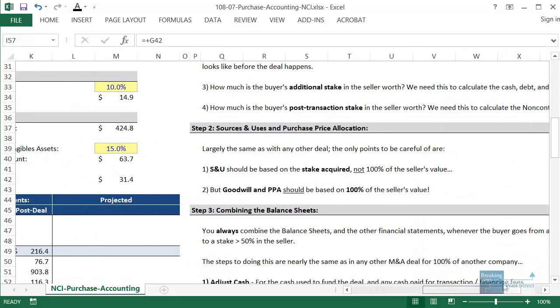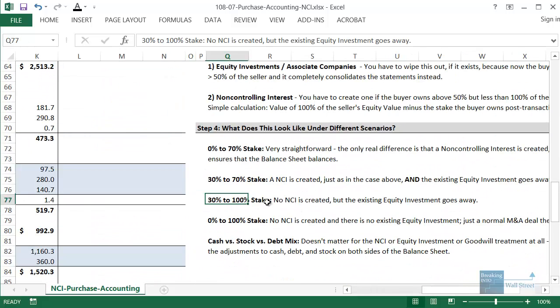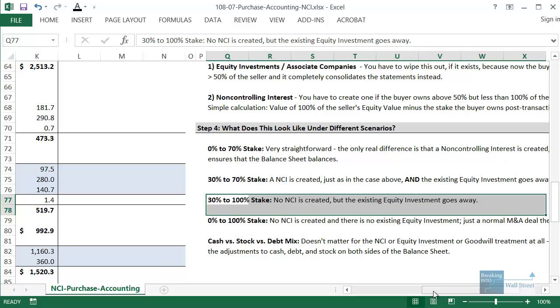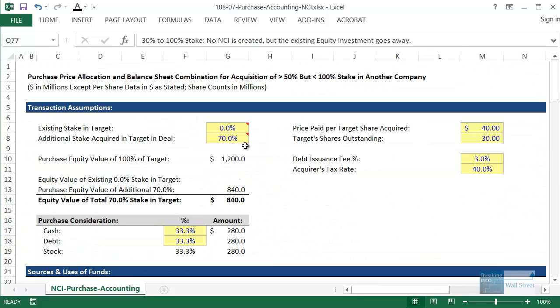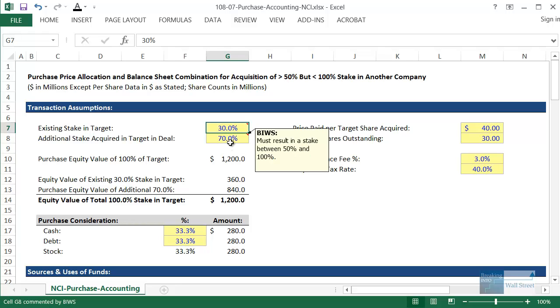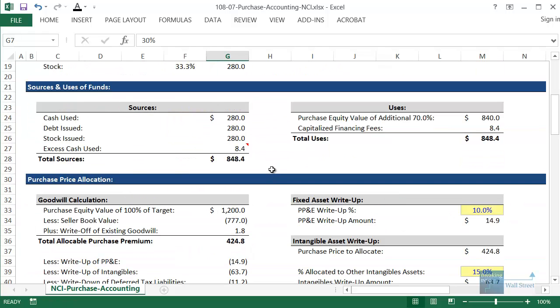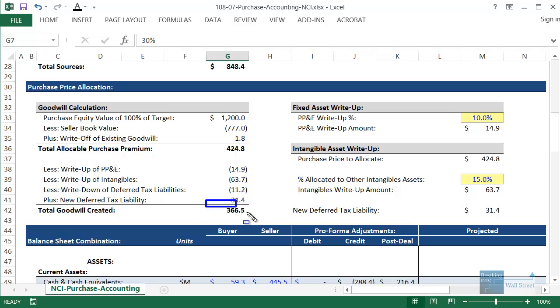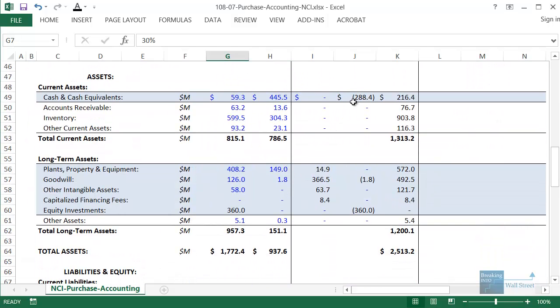Now, if we had another scenario, so let's say we went from a 30% stake to a 100% stake, what would be different here? Let's start at 30%, and then let's say that we acquire an additional 70%. In this case, once again, the goodwill created stays the same. Why? Because it's always based on the value of 100% of the target.